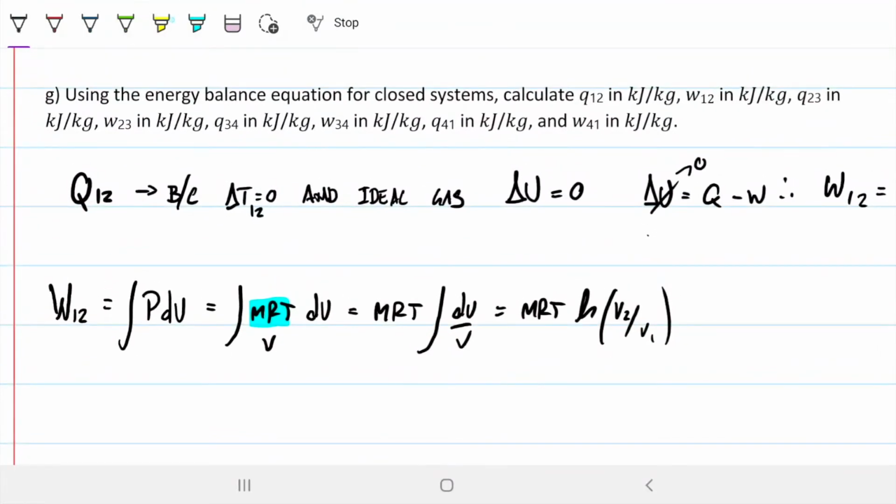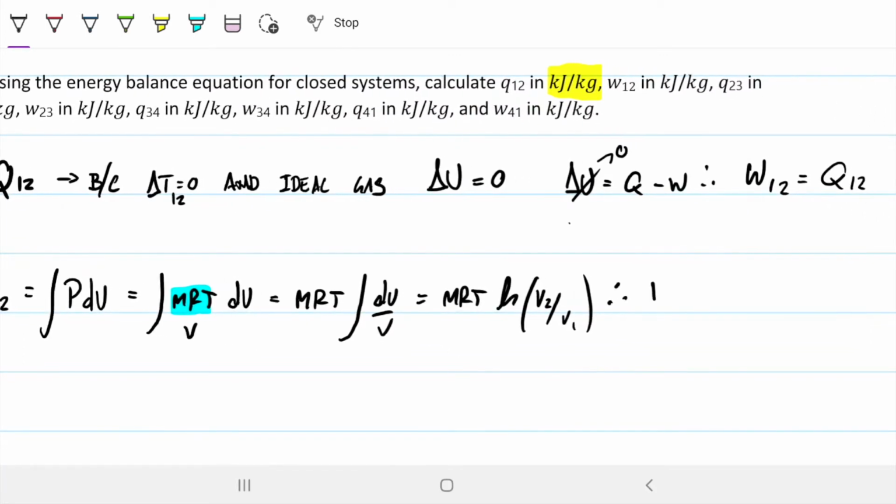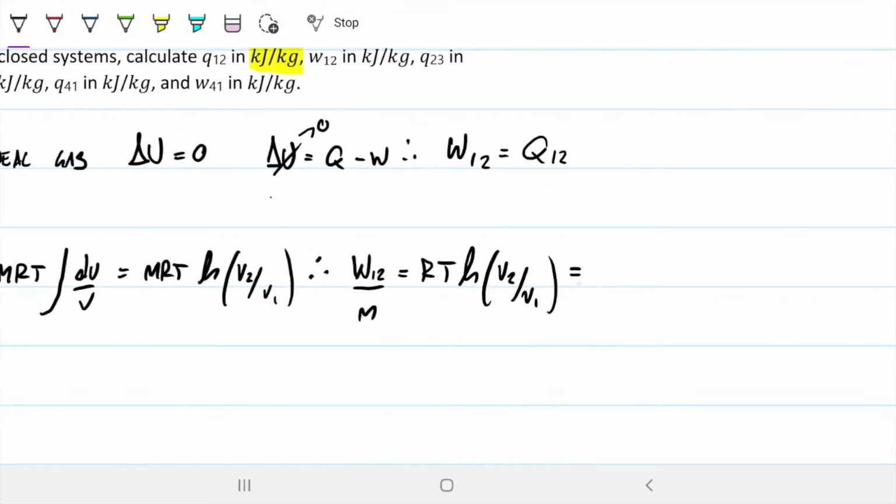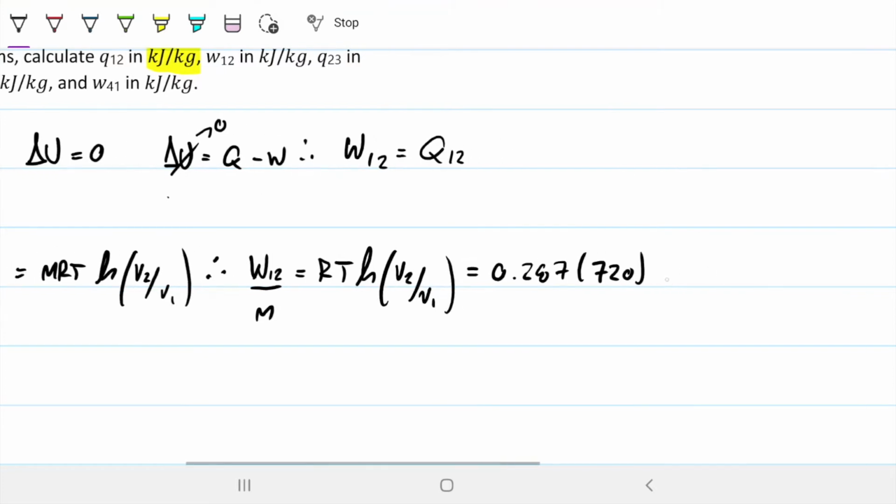It was specified that we want the answer per kilogram, per unit of mass, and right now we're getting just units of energy. So from this relationship, I can say that work from 1 to 2 divided by the mass, just dividing both sides by mass, will be RT natural log of V2 over V1. If you recall, V2 is just double V1. So this is pretty much just 0.287, temperature is 720, that's the isotherm, and we're just taking the natural log of 2.